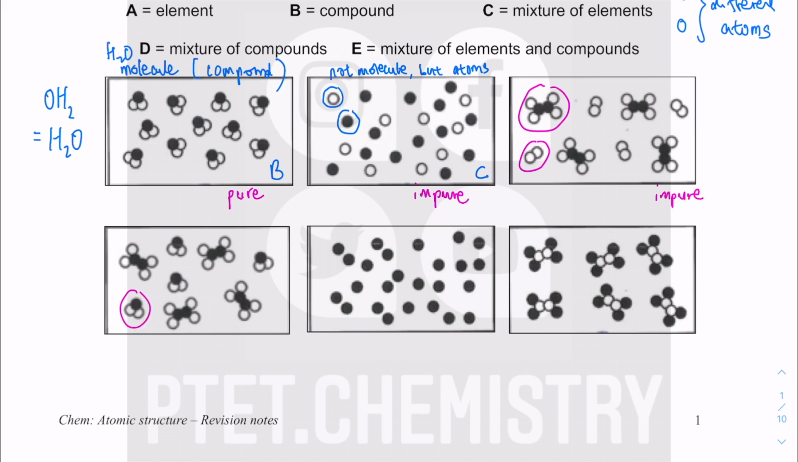This is also impure. Okay, so there are different substances there. Here there's only one kind of substance and they are not bonded together. So this one is pure. This one is also pure because all of them you can see is two white and four black, like that. They're all the same substance.